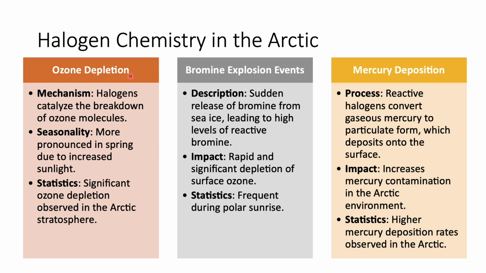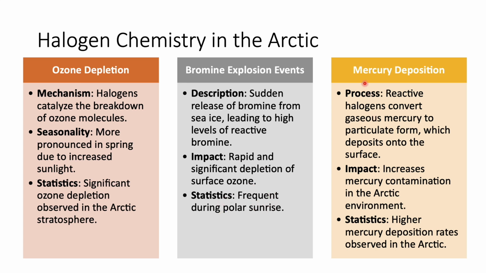One is ozone depletion that we have seen so far. The halogens catalyze the breakdown of ozone molecules, more pronounced in spring due to increased sunlight, and there is significant ozone depletion observed in the Arctic stratosphere. And the next one is the bromine explosion reaction. Here there is a sudden release of bromine from the sea ice, leading to high levels of reactive bromine. There is a rapid and significant depletion of surface ozone, and this is frequent during polar sunrise.